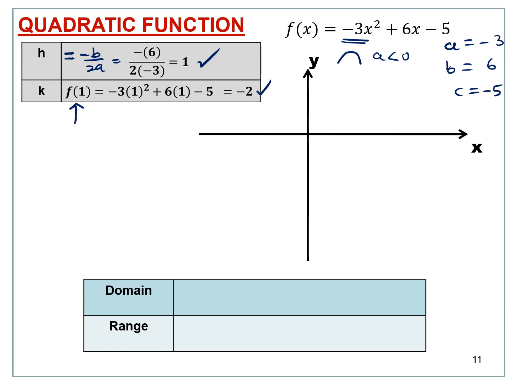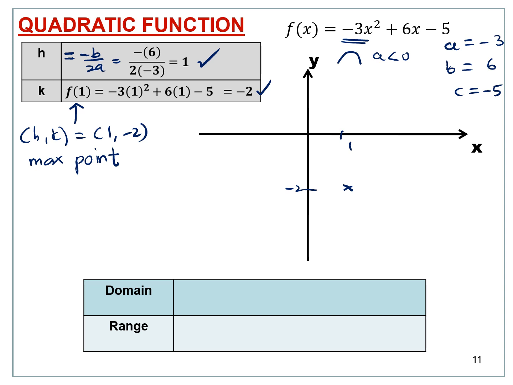So after that, we get (h, k). (h, k) is (1, negative 2), the maximum point. Okay, so where is (1, negative 2)? Okay, 1 is here, negative 2 is below here, so here. So (1, negative 2), and this is a maximum, meaning the graph should be like this.